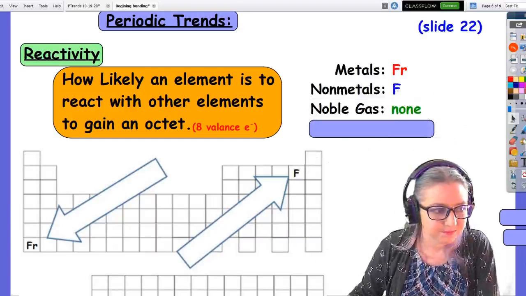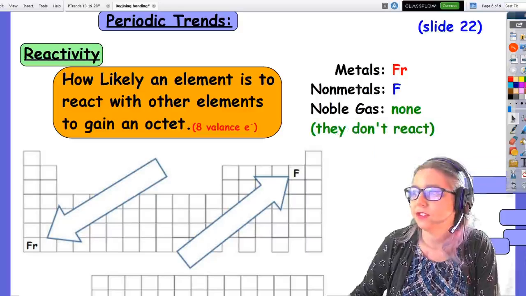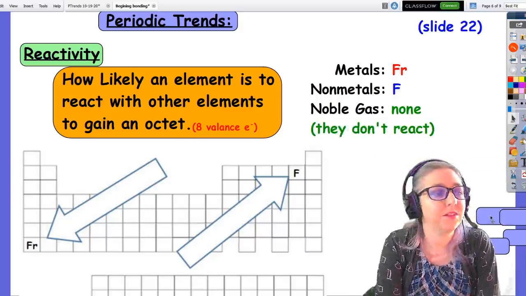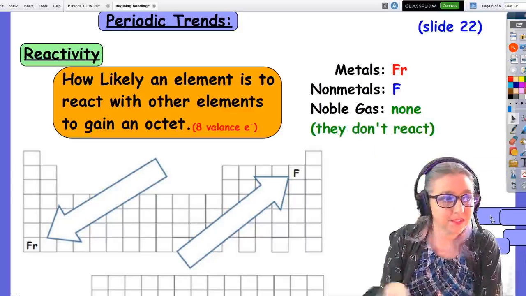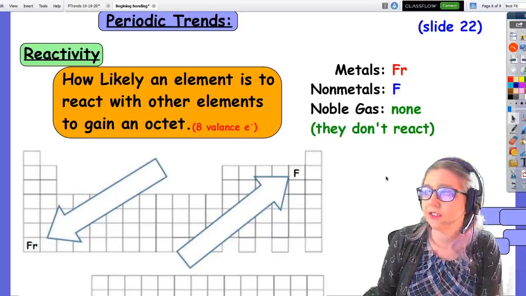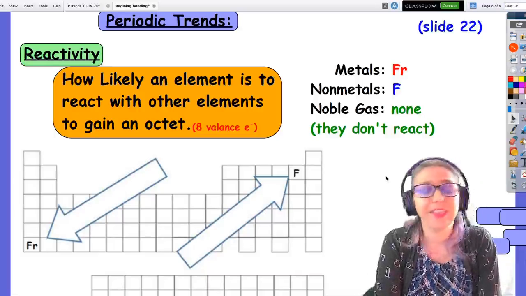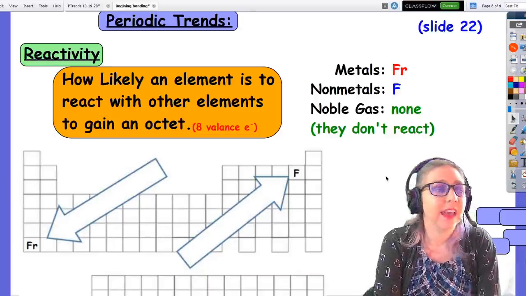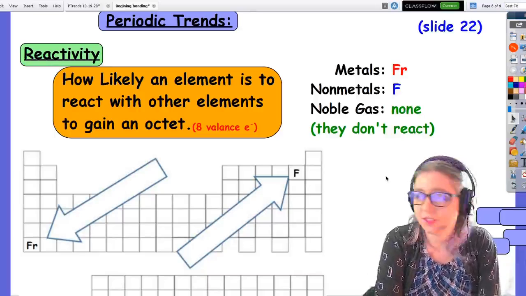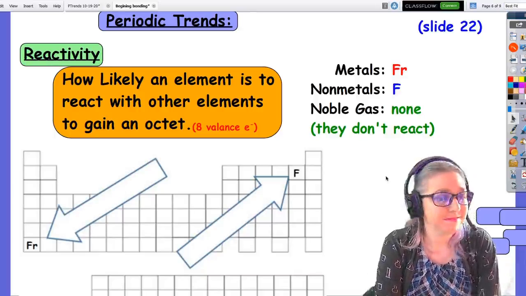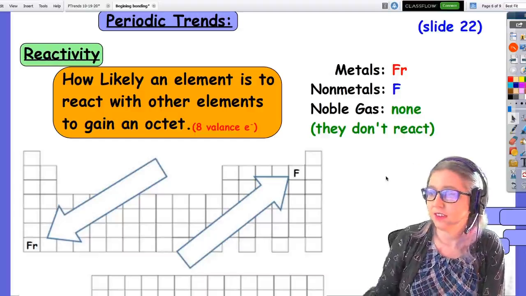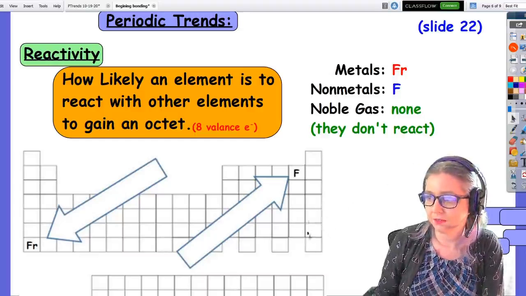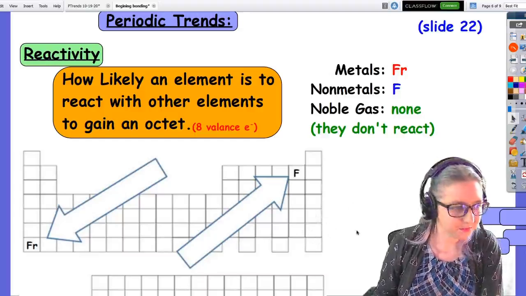And then my most reactive of the noble gases is none. My noble gases do not react because they have their filled valence shell. They have those 8 valence electrons, or for helium, it has its 2. So they don't need to react. They have their full 8 valence electrons, so they don't care. Now, in the last 20 years or so, we have managed to make a compound with like xenon.